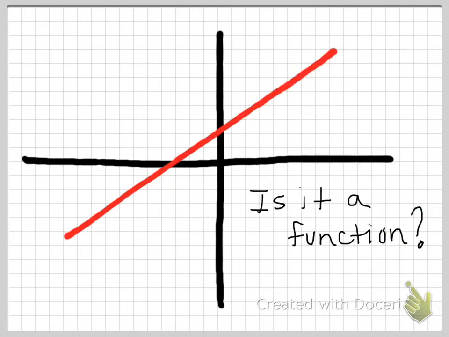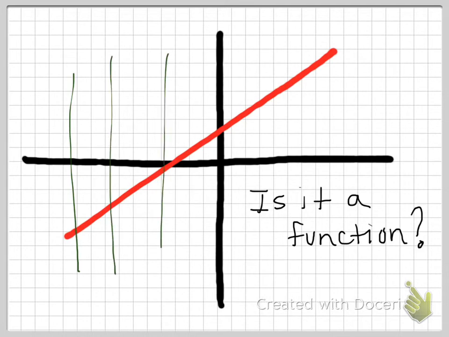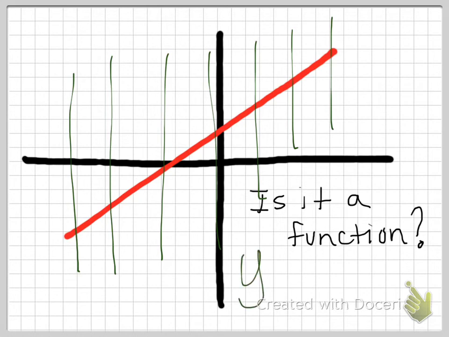All right, one more example. Okay, we have a line here. All right, you can work the same way. Use your vertical lines. And as you can tell, anywhere that I go on this graph, okay, it's not going to cross more than 1 point on my line. So yes, this is a function.